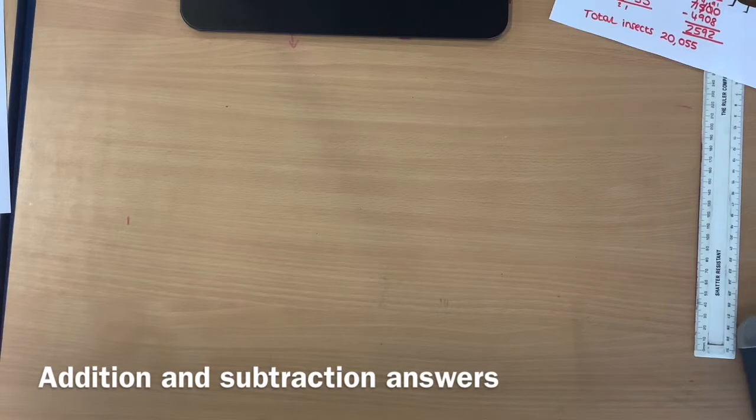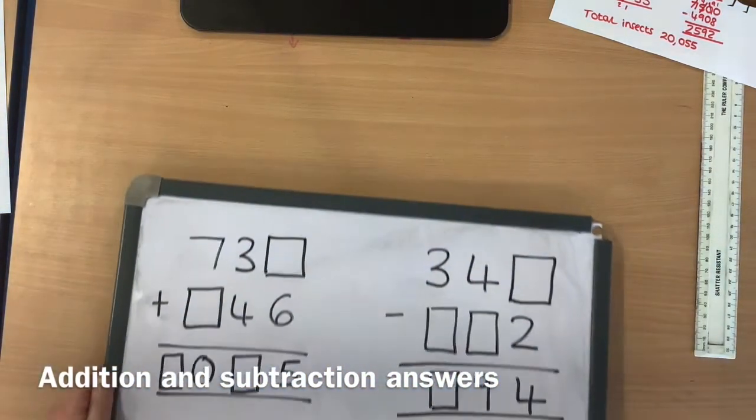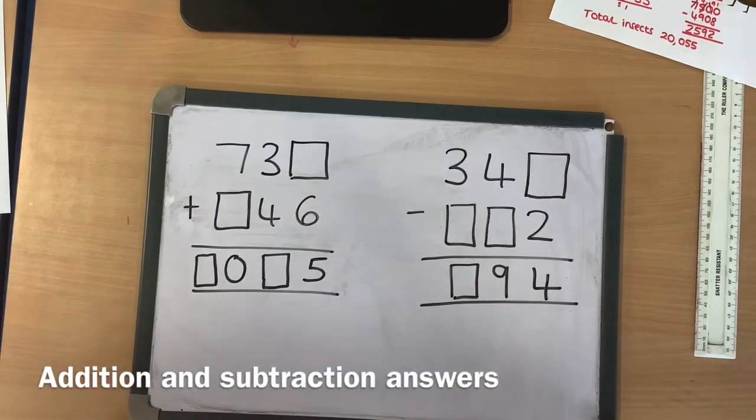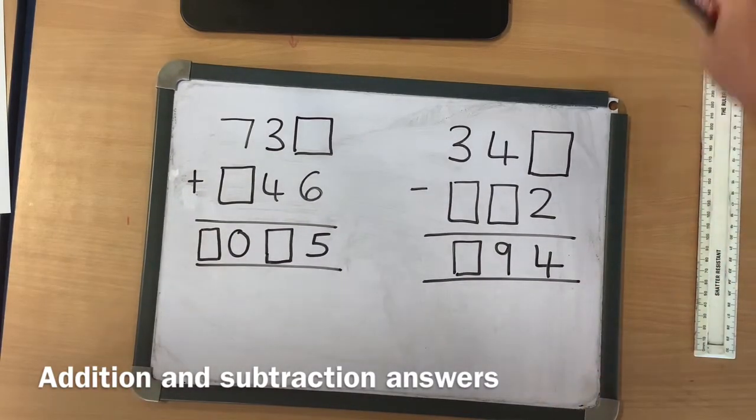Okay, question number 3, you had to fill in some missing digits. Not question number 3, I've just done that one, haven't I? I mean question number 4. You had to fill in the missing digits. So I'm going to go through this one together and then you can mark your work as we go.